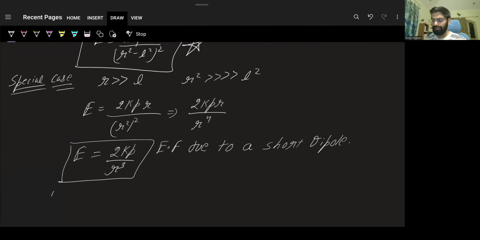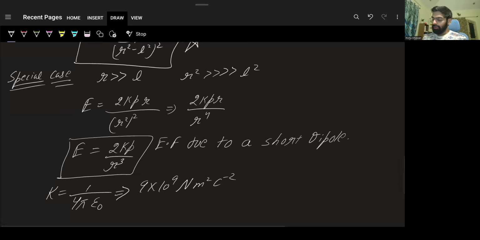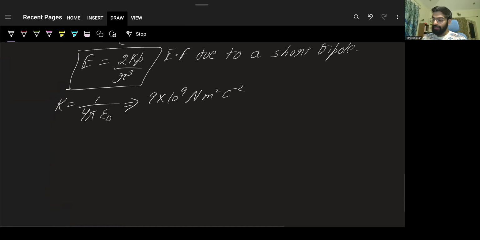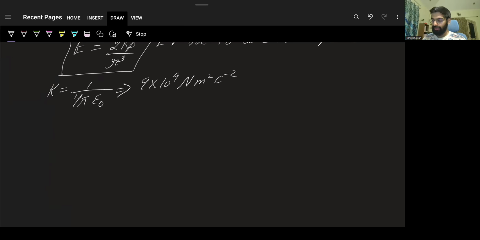What is K? Yeah, K is 1 over 4 pi epsilon naught. Value of this, I know. Till now you are already aware about all this. Units, Newton meter square per coulomb square. Very good. These all things you are aware about. Good. Now, I'll give a very small question based on it.